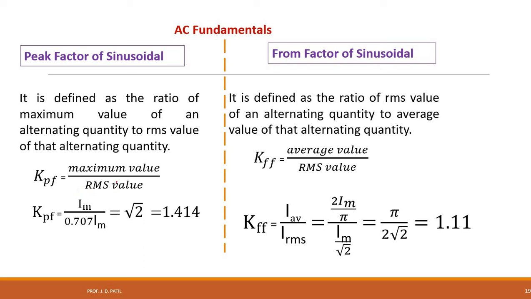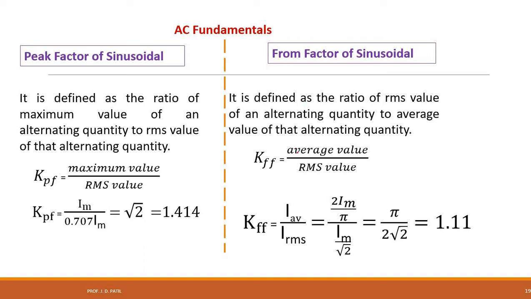The maximum value is Im, and the RMS value is 0.707 Im. So its value is root 2, which is 1.414. So this is the peak factor.